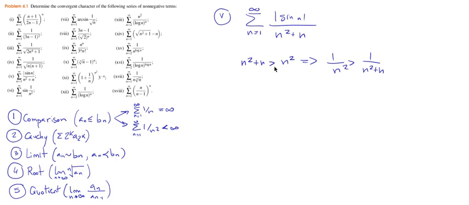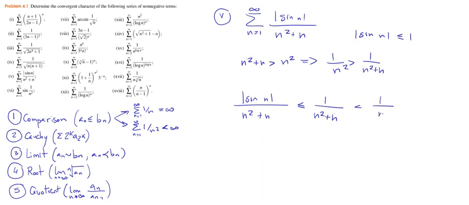So let's use the comparison test here, right? So we have the absolute value of the sine of n divided by n squared plus n. Well, we also know that the sine of n is bounded, right? The sine is a bounded function, and it only takes values between -1 and 1. So the absolute value always takes values that are smaller than or equal to 1. Okay, so this is smaller or equal than 1 over n squared plus n, which is smaller than 1 over n squared, as we just said.